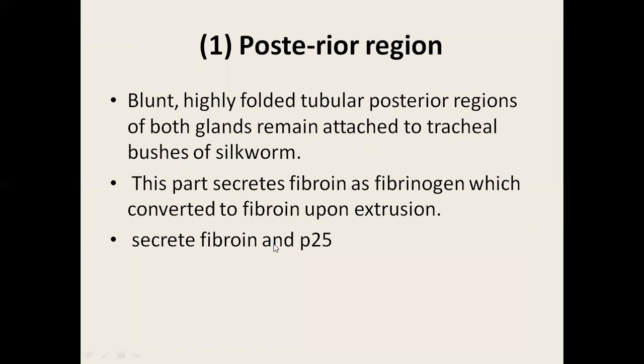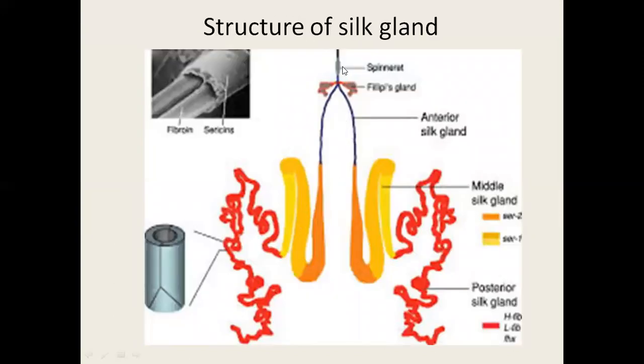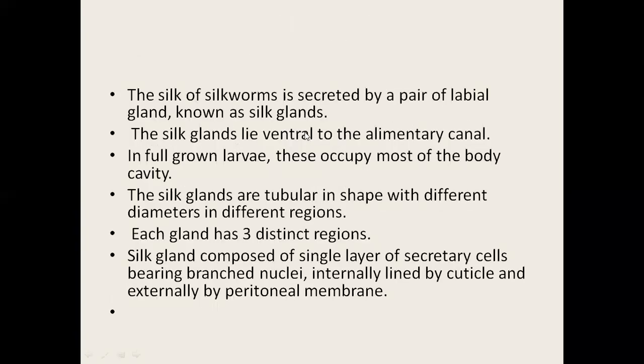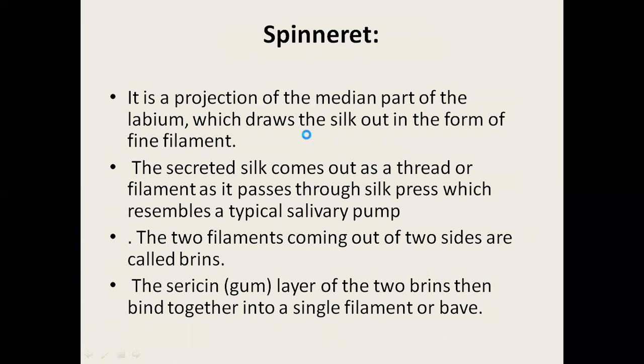Anterior region. The thin anterior region of the silk gland has no secretory role and only transports the assembled silk to the spinneret. So this is the anterior part of the silk gland. It has no type of secretion. This is a very thin anterior region of the silk gland. It has no secretory role and only transports the assembled silk to the spinnerets.